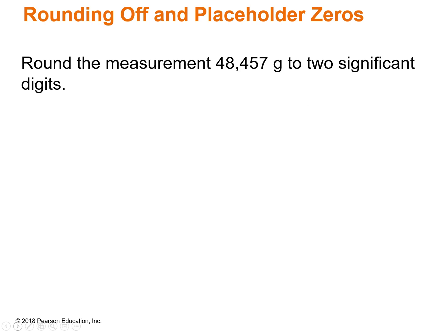So here's some more practice and more placeholder 0 practice. Round this measurement to 2 significant digits. Let's figure out, first off, how many significant digits are here. 1, 2, 3, 4, 5. This measurement has 5 sig figs in it. We need 2.